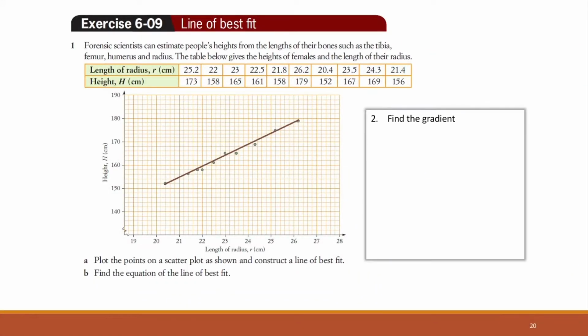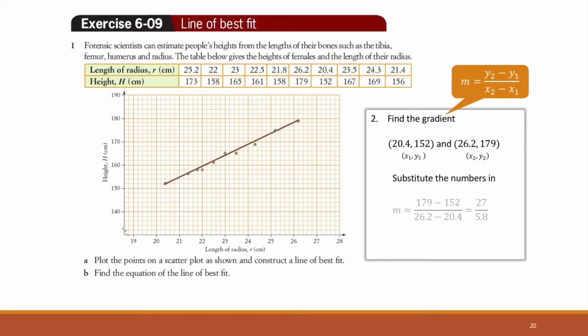Now secondly, we have to find the gradient, which is this equation. That's the coordinates: x1, y1, x2, y2. Substitute the numbers in, and that's the number we get for the gradient. You will probably get a messy number. Don't worry too much about it. We've got calculators. Write the numbers down. You can use fractions, you can use decimals, whatever you find easier.